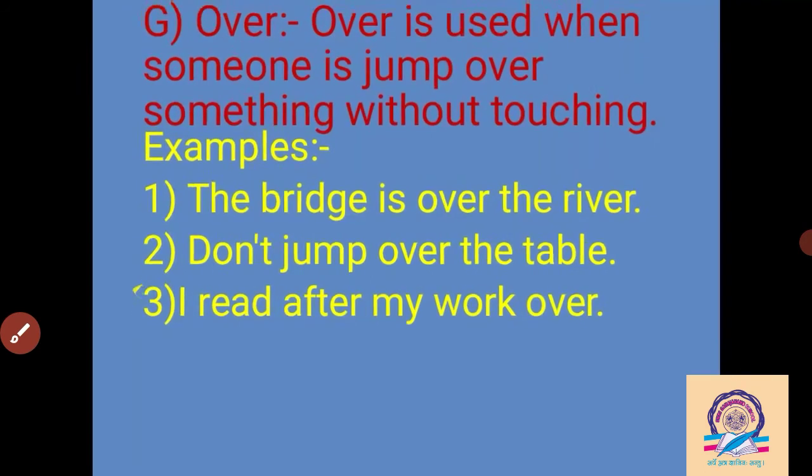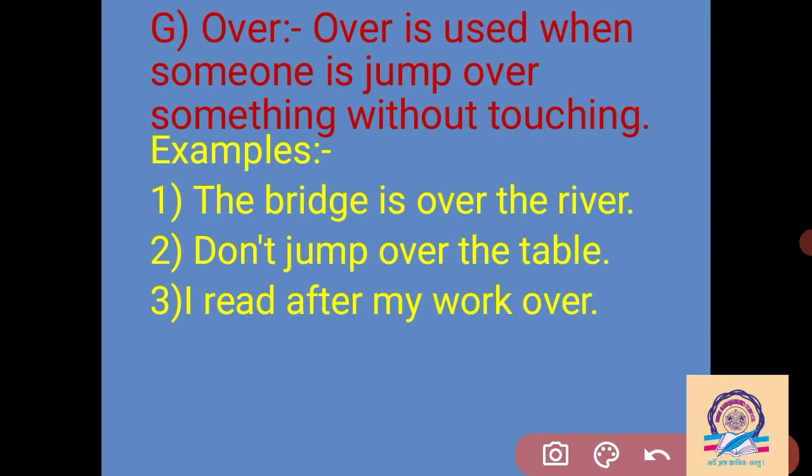Then over. Over is used when something jumps over something without touching. It means we must not touch the object, and the object is on the upper side. Like the breeze is over the river. So here the river is on the downside, and on the upper side there is a breeze. So for the breeze we have to use over. Don't jump over the table. Here we have to jump over the table, but not touch the table. At that time we have to use over.